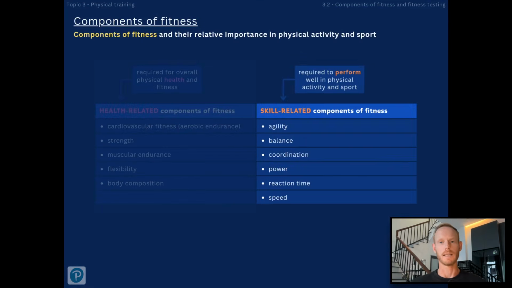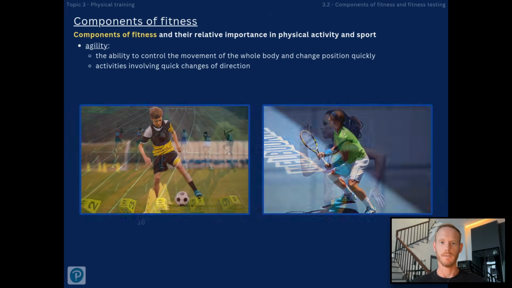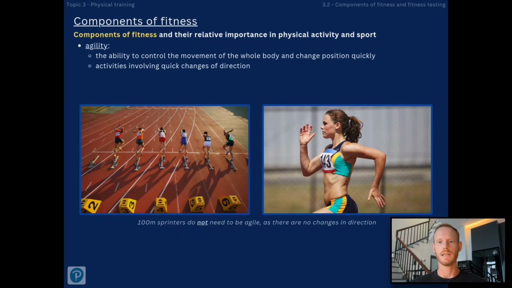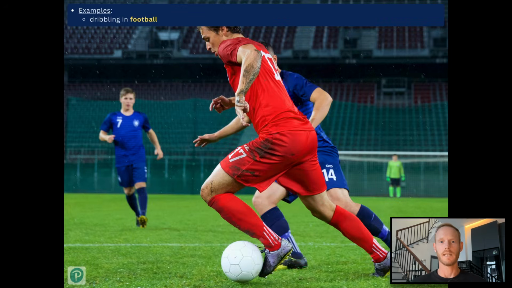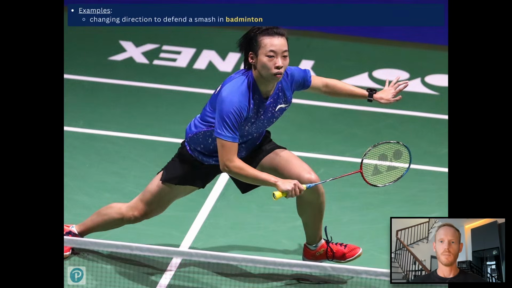The 6 skill-related components of fitness relate to the ability to perform well in physical activity and sport. They are agility, balance, coordination, power, reaction time, and speed. Agility is the ability to control the movement of the whole body and change position quickly. Sprinting is an example of an activity that doesn't require agility, as there are no changes in direction. Activities that do rely on agility include dribbling in football, changing direction to receive a pass in netball, and moving to defend an angled smash in badminton.